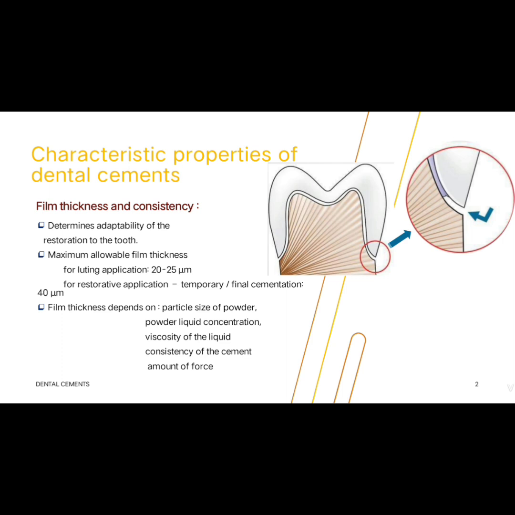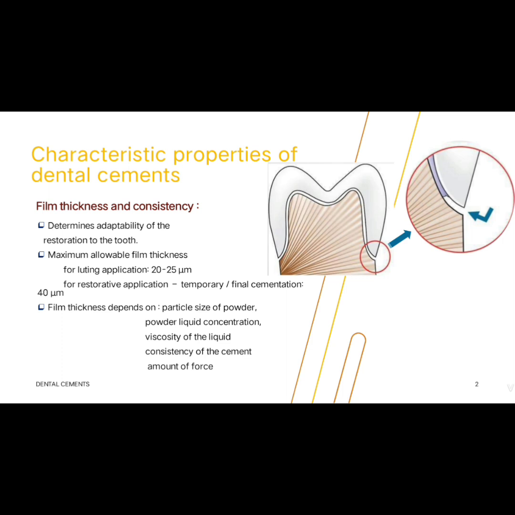Okay, so the maximum allowable film thickness for luting application is 20 to 25 micrometer. For restorative application it is 40 micrometer. This value is important, it could be asked in your NEET exam. So for luting application it is less, 20 to 25 micrometer. For restorative application it is 40 micrometer, 40 μm.